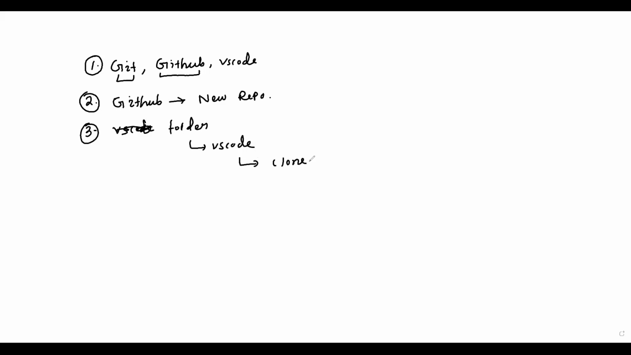So what do you mean by cloning? Cloning means you have just done git clone and then the GitHub URL. So what it will do, this repository will come to your local system. Okay. So when you clone, the entire repository is now present in your VS Code. Then you start writing your code.